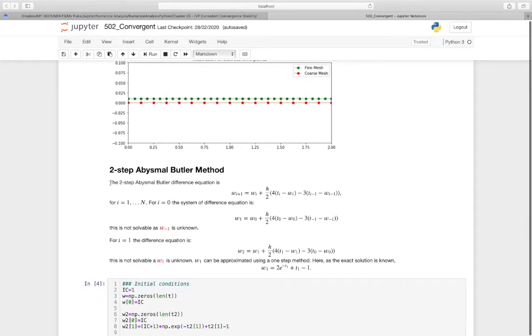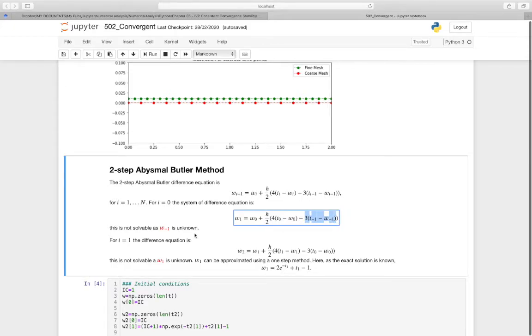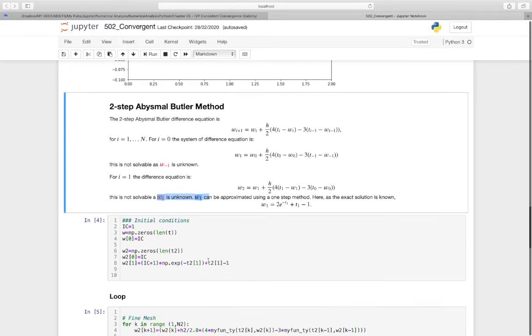So our two-step Adams-Bashforth method is easily rewritten as w_{i+1} is equal to w_i plus h divided by 2, and then we insert the right hand side of the equation for f_i and f_{i-1}, which are 4t_{i-1} minus w_{i-1} and 3t_{i-1} minus w_{i-1}. As before, we have to be very careful because if we start at i equal to 1, we can't solve because of this. So we have to start at i equal to 2, which means we have to approximate w_1. Now you can approximate that using a one-step method, or in our case, we use the exact solution.